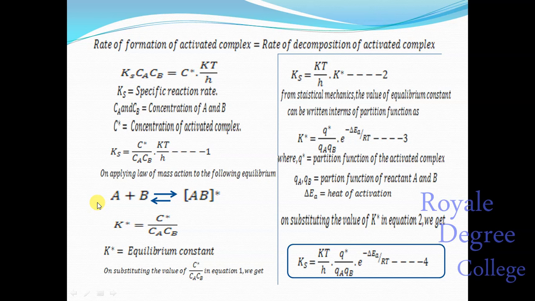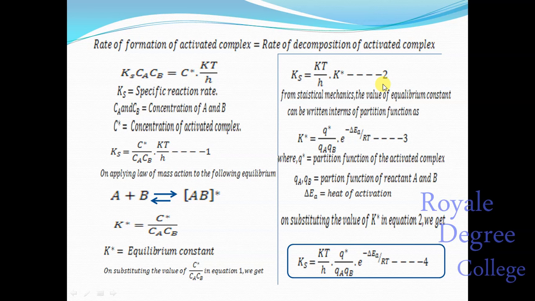On applying the law of mass action to the following equilibrium, A plus B on reversible equation gives the activated complex, which in square brackets we write as AB star. So K star is equal to C star by Ca into Cb. K star is the equilibrium constant. On substituting the value of C star by Ca into Cb in equation 1, in place of C star by Ca into Cb we write its value as K star, and kT by h is as it is. It is our equation number 2.